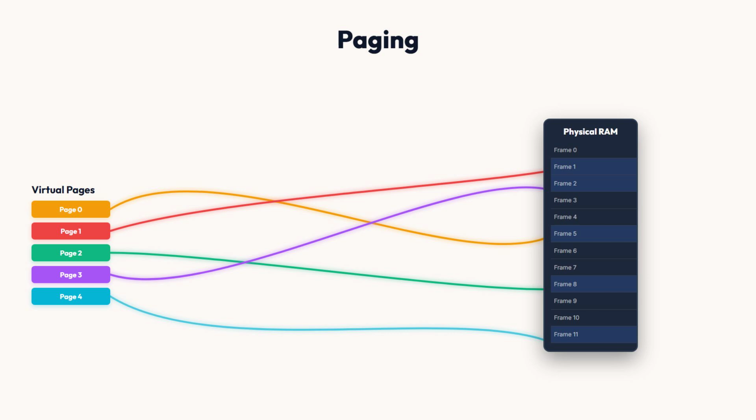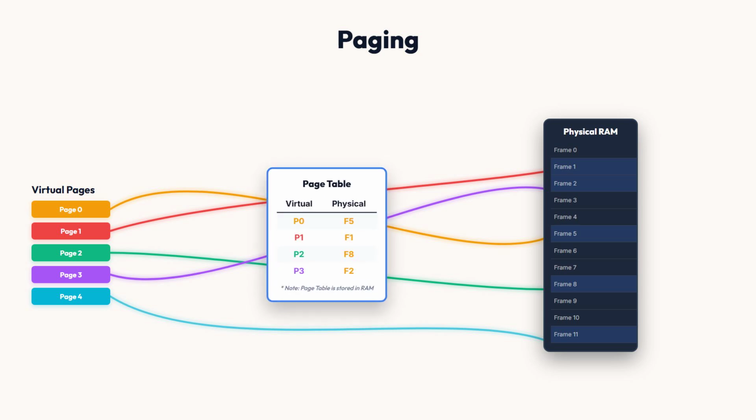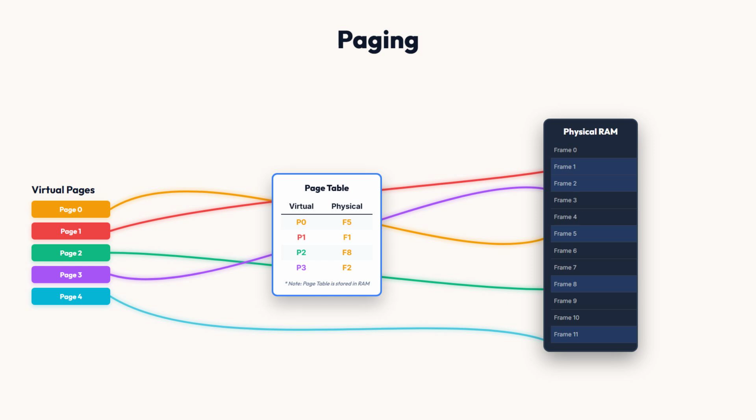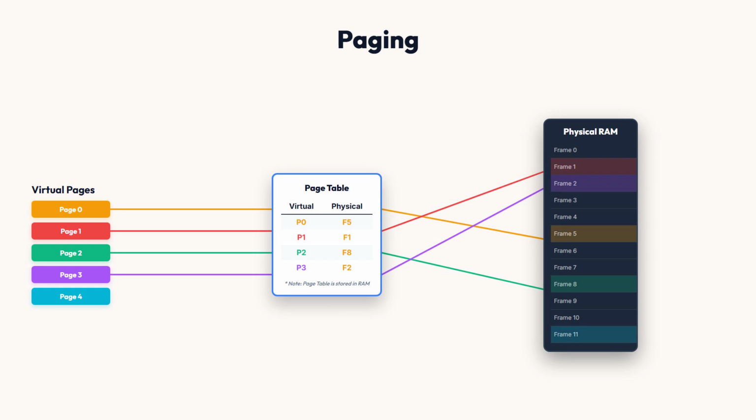But of course, if you are going to scatter a program all over the RAM, you need a reliable way to find the pieces. This is the job of the page table. Think of the page table as the master map managed by the operating system. Every single time the CPU wants to read a virtual address, it checks this table to find the physical translation. It's basically saying, virtual page 5? Let me look at the map. That's currently sitting in physical frame 92.